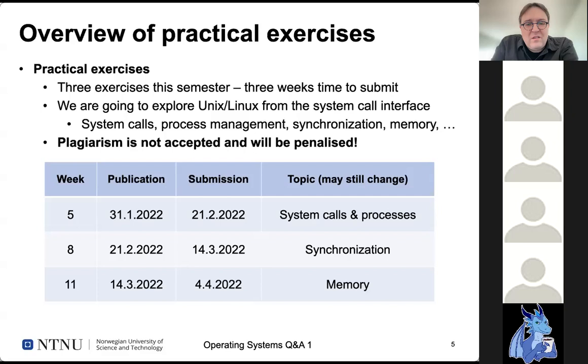So our current idea is to publish 3 practical exercises with 3 weeks time each. So the first one will be published in week 5, so on the 31st of January, and you'll have 3 weeks time for submission, so until the 21st of February. And the first one will be about system calls and processes. Then in week 8, on the 21st, we'll publish the second one, which has a deadline of the 14th of March. This is about synchronization of processes. And in week 11, on the 14th of March, we'll publish the final one, and submission is before Easter.